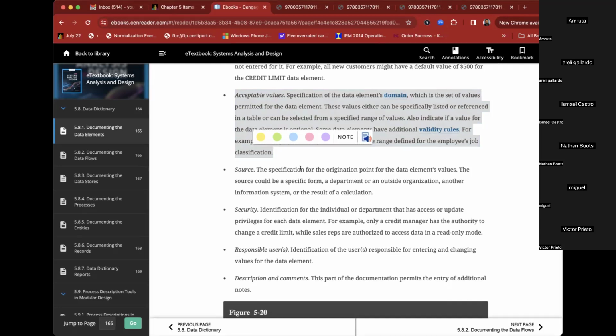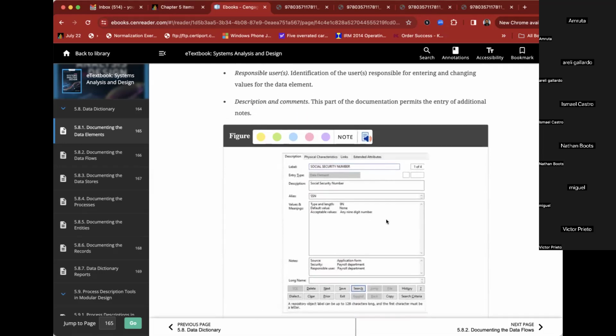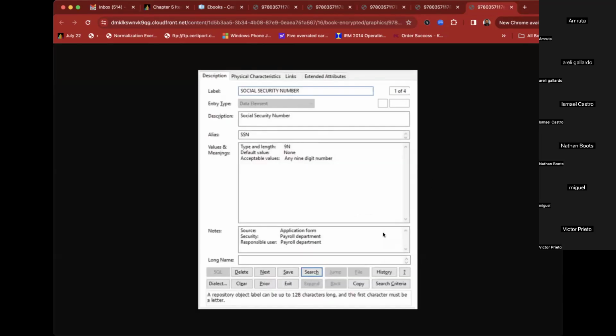Okay? So this is how a typical entry may look. Here we go. We need to report on the label, the description, and the alias that will be used by the developers. So when I'm coding this field, I'll write the name SSN because I cannot write the name social security number with spaces and so on. The data type, the length, the default value, acceptable values, and all of that stuff.